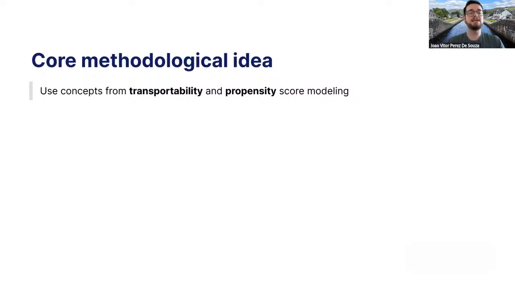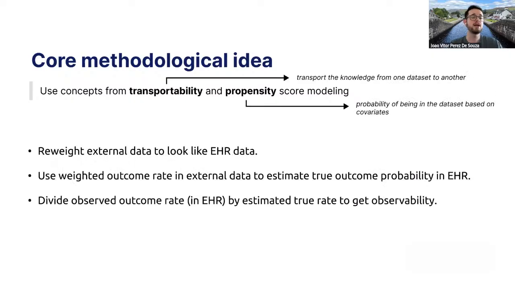The core methodological idea of this paper, or this approach, is that they use concepts from transportability and propensity score modeling. What are those? So transportability is a concept where you could transport the knowledge from one data set to another because you assume that it's about the same population, that the distribution is similar. So you assume that the coefficients, the associations, the distribution could be transported from one data set to another.